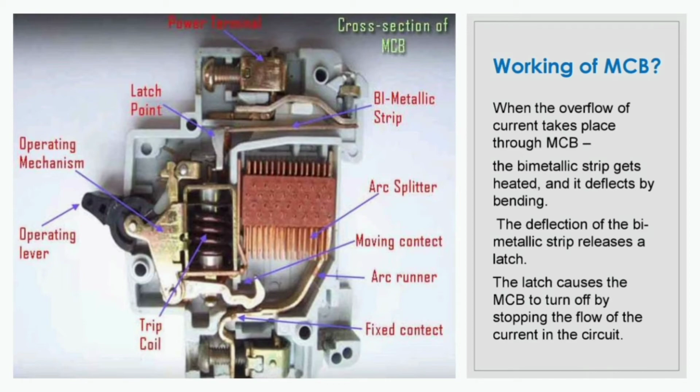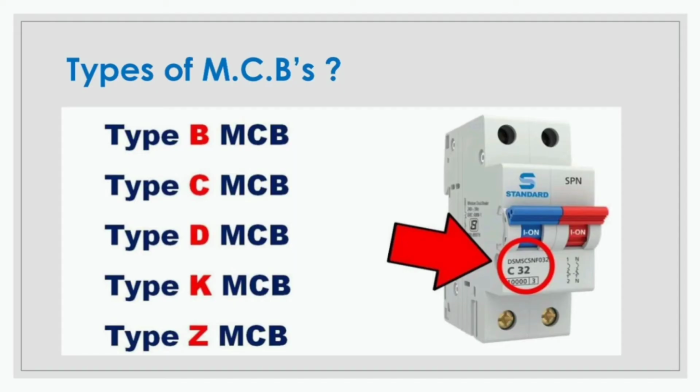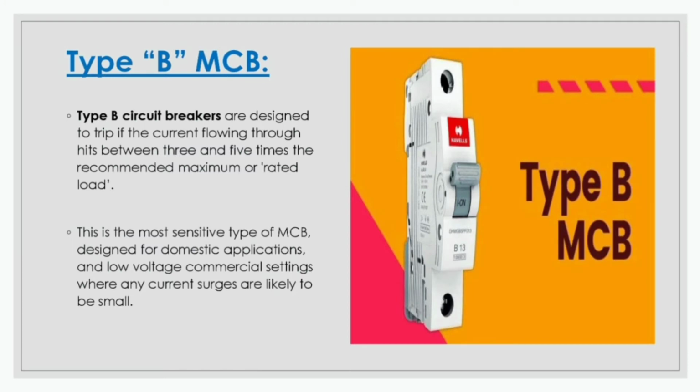So now we can check what are the types of MCBs. We have different types: type B, type C, type D, type K, and type Z MCBs. Among these 5 types, we can find B, C, and maximum D type used in India, and in industries also we use those 3 types only. We can't find K and Z type in India.